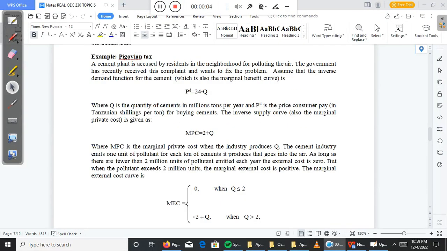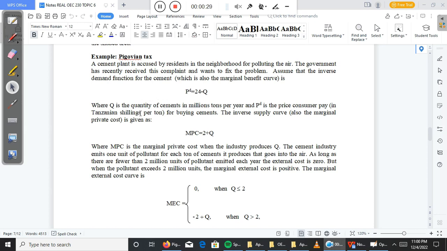So I'm going to take you through how we can solve the Pigovian tax. This is among the very important topics on coverage of externality. So let's begin. A cement plant is accused by residents in the neighborhood of polluting the air. The government has recently received these complaints and wants to fix the problem.